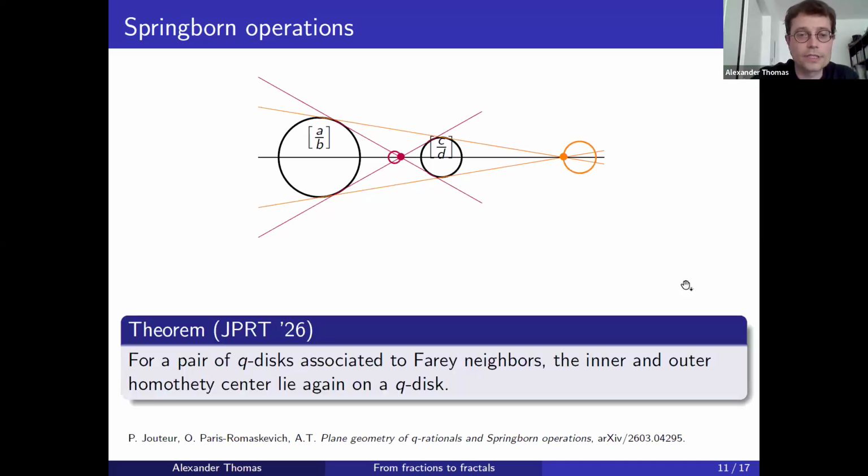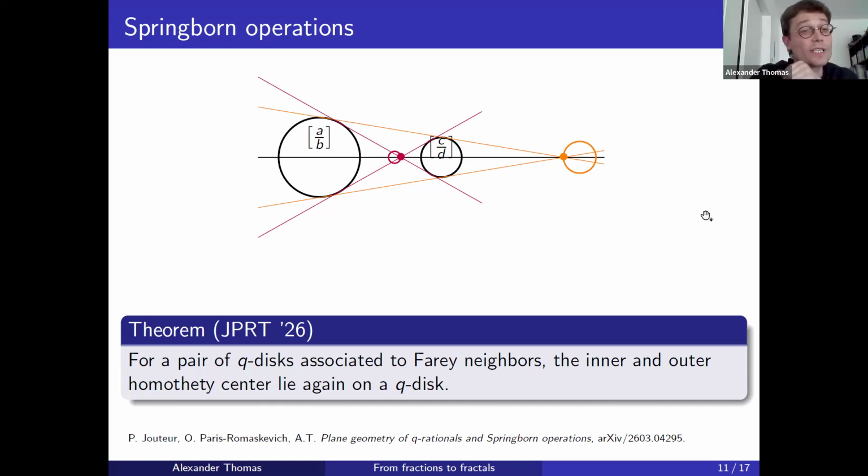What we observed with Perrine and Olga is that very often, when you consider these homothety centers, they lie again on another circle in our circle necklace. To be more precise, when you take a pair of Q disks associated to Farey neighbors, which just means that the determinant AD minus BC equals 1, then the inner and outer homothety centers lie again on a Q disk. And it's even more precise than this: the inner one is always to the right of a disk, and the outer one is always to the left.